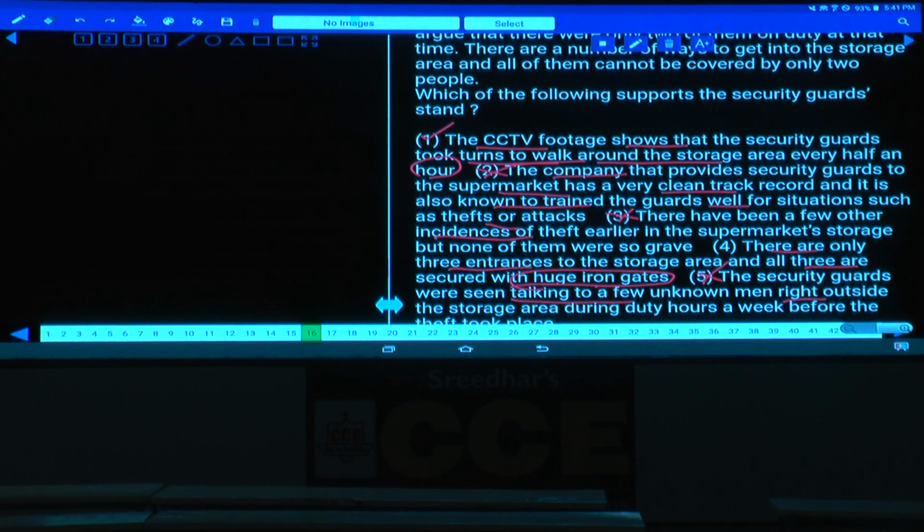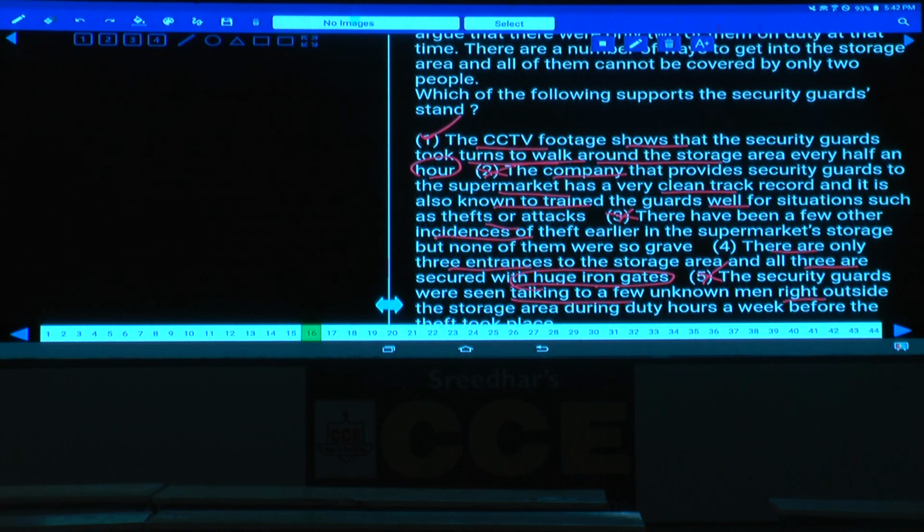Then what is your answer here? Only one is done. Now in this one, 3 choices can be your answer: the first one, the fifth one, and the fourth one. Now the fourth one is weakening the security guard's argument, and the fifth one is strengthening the owner's argument, but the first one is strengthening the security guard's argument.